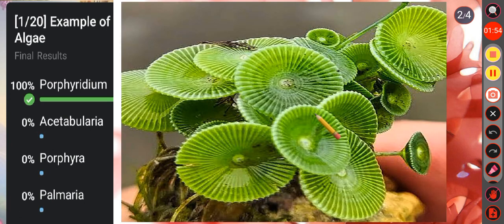Acetabularia is also a unicellular alga, but it is not red algae. It is a member of green algae, that is the class Chlorophyceae, and it is also commonly known as mermaid's wine glass. Why? Because of its umbrella shaped cap, which resembles a broad shallow cup called an acetabulum, which is a Latin word. And the Acetabularia name comes from the Latin word acetabulum, right?